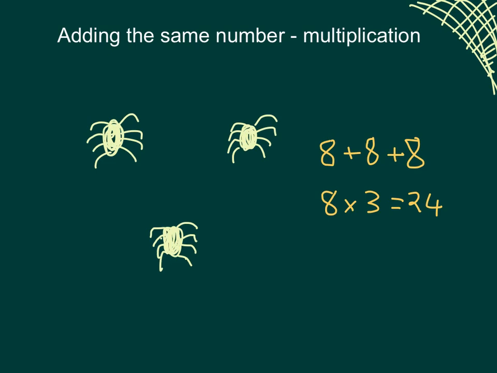Now, it's up to you which picture you do, what it's a picture of. It doesn't have to be animals. It could be a picture of socks like we did on that last video. It could be dice. It could be wheels on a car. It's completely up to you.